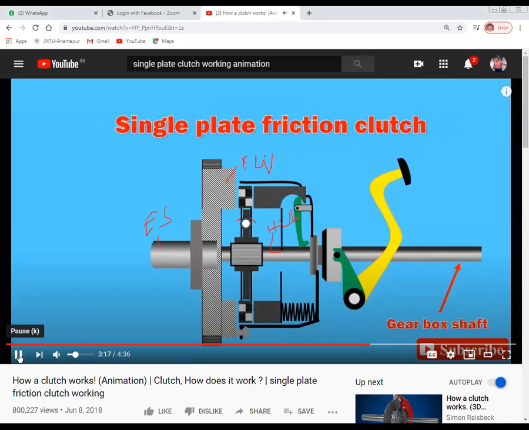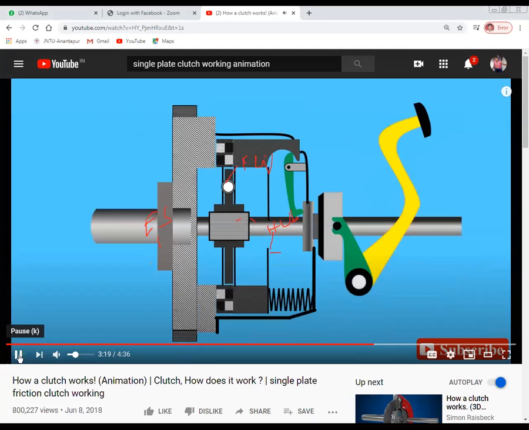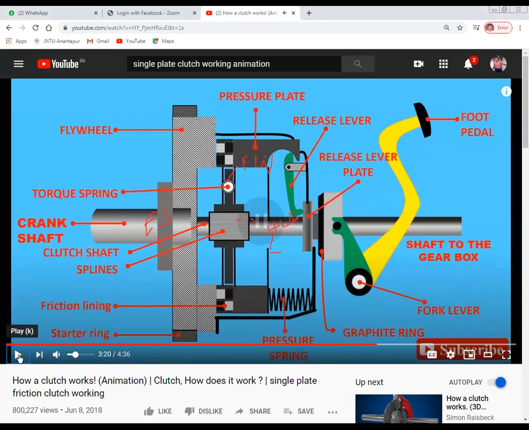Single plate frictional clutch. These are the parts, all individual parts are there. So you can study all the individual parts. There is a flywheel, a torque spring, then a crankshaft, splines, pressure springs, pressure levers, right? Fork, valve, all individual components, and the list is also provided there.